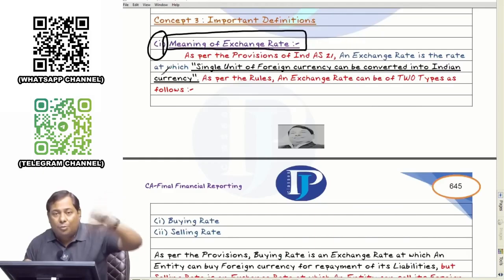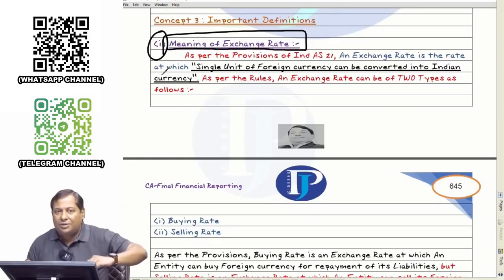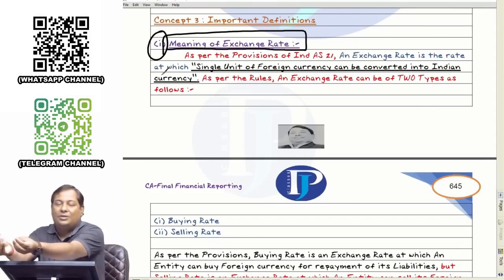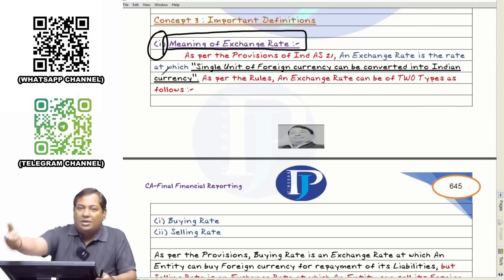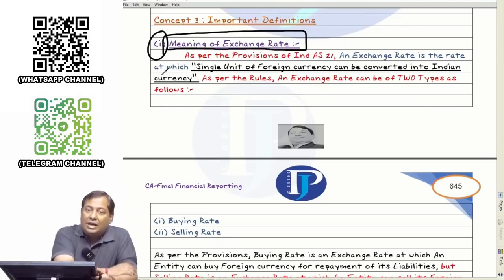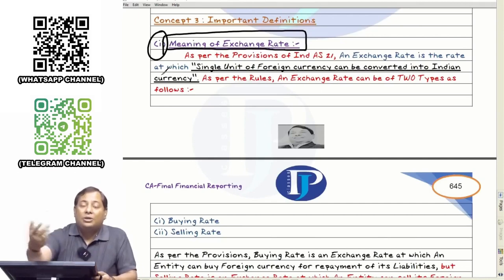I exported outside the country. Then they sent me a check in USD. I took the USD to the bank and told them to give me rupees. I'm going to sell dollars. Selling rate will be applicable. So all the assets are at the selling rate, and all the liabilities you have to pay, for which you have to buy foreign currency, are at the buying rate.